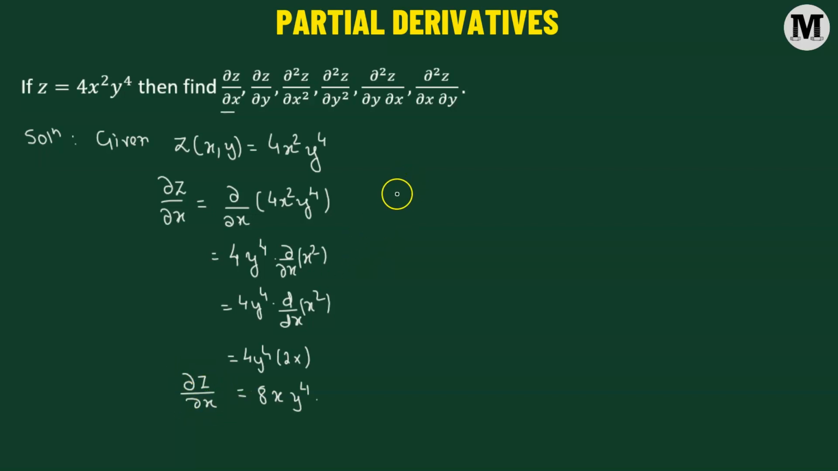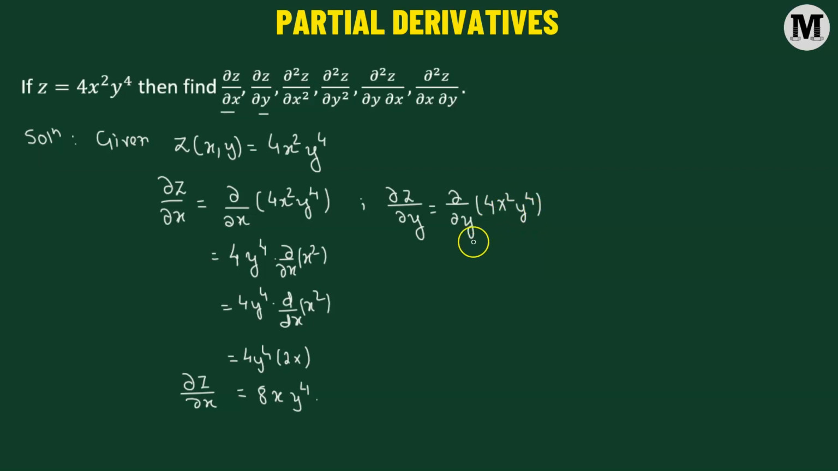Now we can also calculate the partial of z with respect to y. So let's do that as well. A partial of z with respect to y. So this time we are taking the derivative with respect to y, meaning when we take the derivative with respect to y of our function 4 times x squared times y raised to the power of 4, y will be treated as a variable. Everything else is going to be a constant.